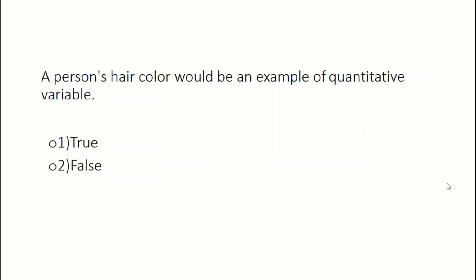A person's hair color would be an example of a quantitative variable. Is this true or false? A quantitative variable is a variable, or a characteristic, that is measurable. A person's hair color would be an example of a qualitative variable, since a color is immeasurable, or uncountable. Therefore, the correct answer would be that it is false.